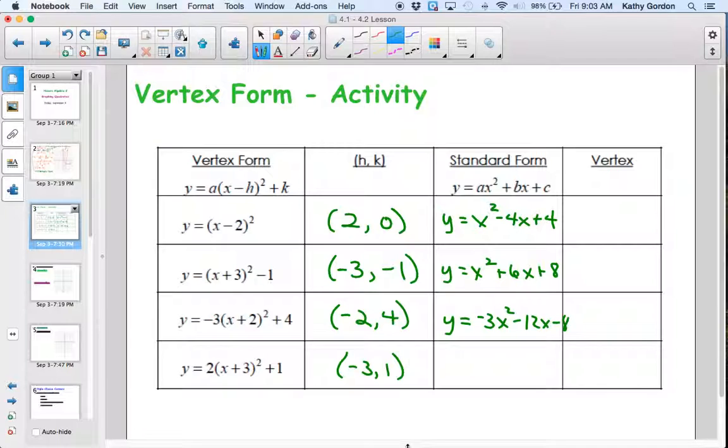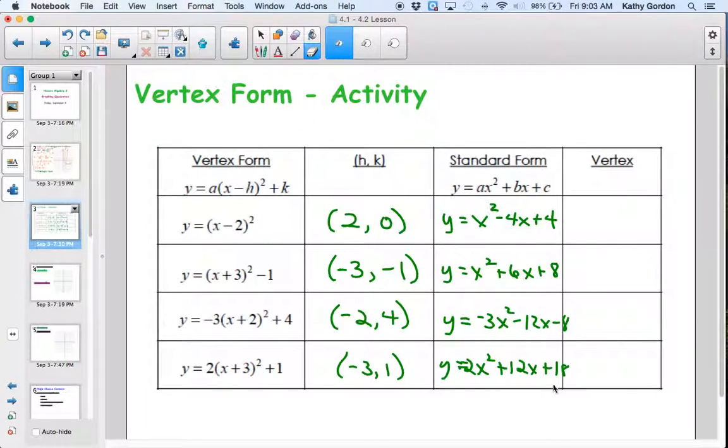And then our last one, we've got y equals 2 times x plus 3 quantity squared plus 1. Andrew, what do you think? Oh, we got y equals 2x squared plus 12x plus 18. Oh wait, sorry, plus 19. Magic eraser.